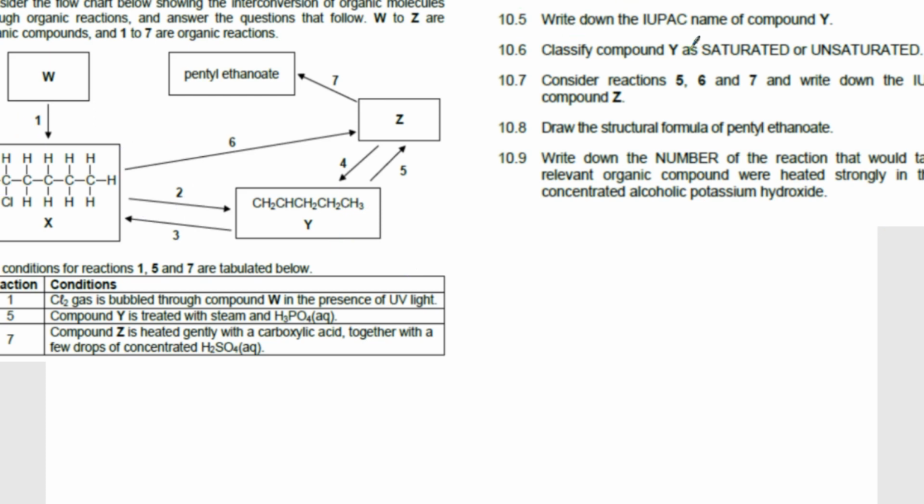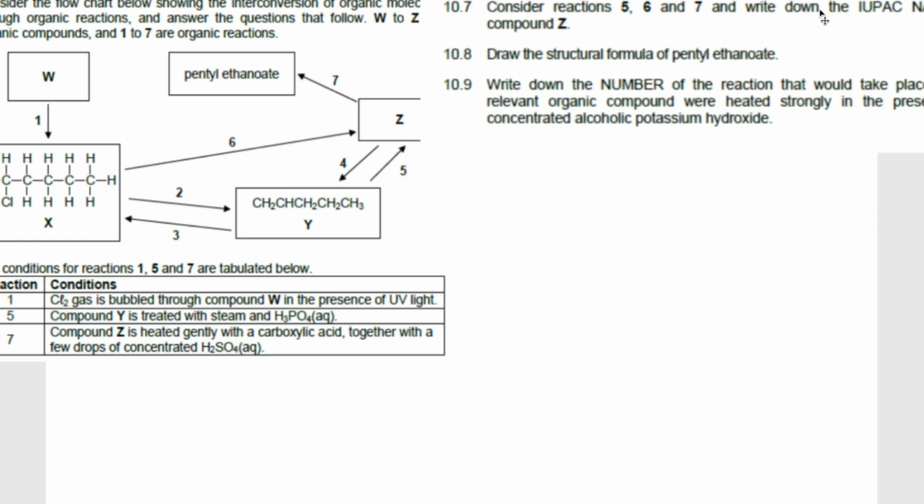Then they say classify Y as saturated or unsaturated. So compound Y has a double bond. So therefore it is unsaturated. So they're just testing your little bit of knowledge there. Remember your definition. Unsaturated means there's at least one double or triple bond between the carbon atoms. And we have already established that that is true. So it's unsaturated. Then the next one, consider 5, 6, and 7 and write the IUPAC name of compound Z.